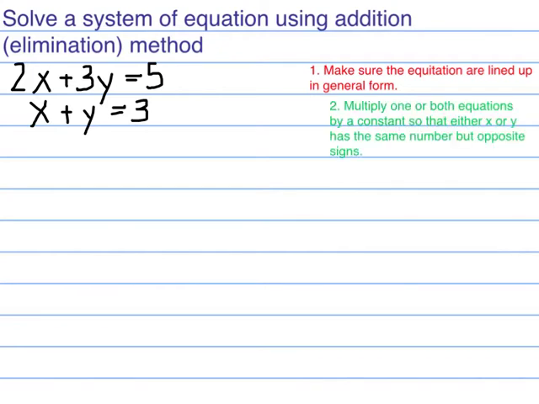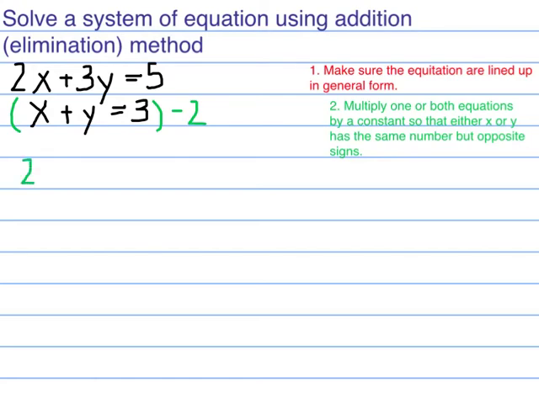Let's look at step 2. So the second step in the elimination method is to multiply one or both equations by a constant so that x or y has the same number but opposite signs. So I can do this. I can either multiply my equation by -2 here, and the x's then would have the same number but opposite signs, or I can multiply my equation by -3, and my y's will have the same number but opposite signs. And because -2 is smaller, I'm going to take this equation and multiply that through by -2.